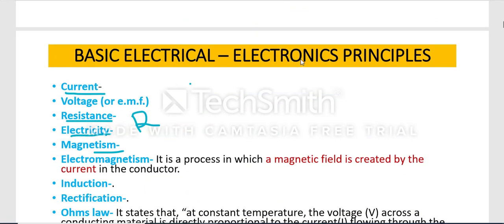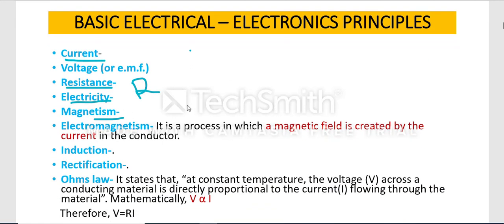Basic electronics principles. Some concepts or terms are there, we'll see them. Already you have studied it, but it is necessary to understand automotive electronics. So the first point is current. What do you mean by current? Current is nothing but the rate of flow of electric charge over a point or a region.